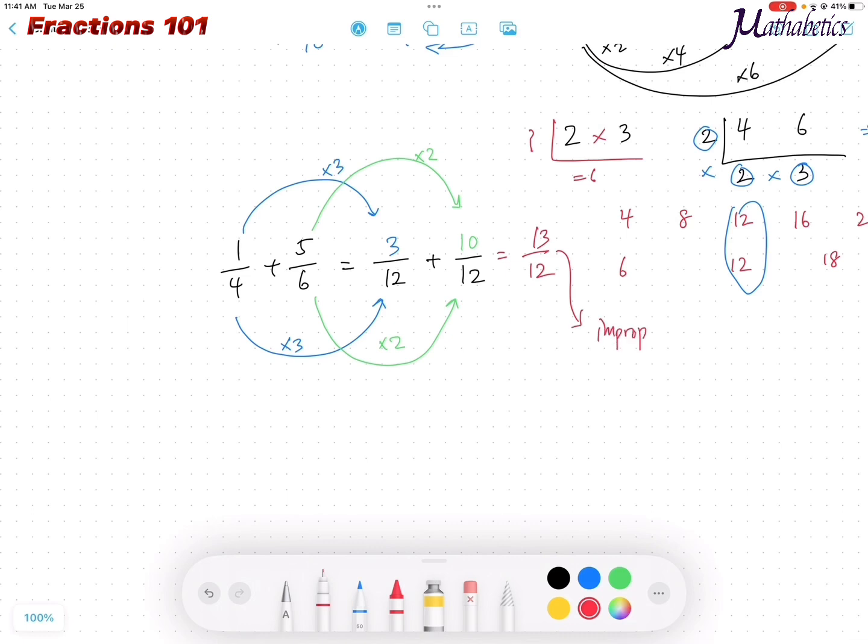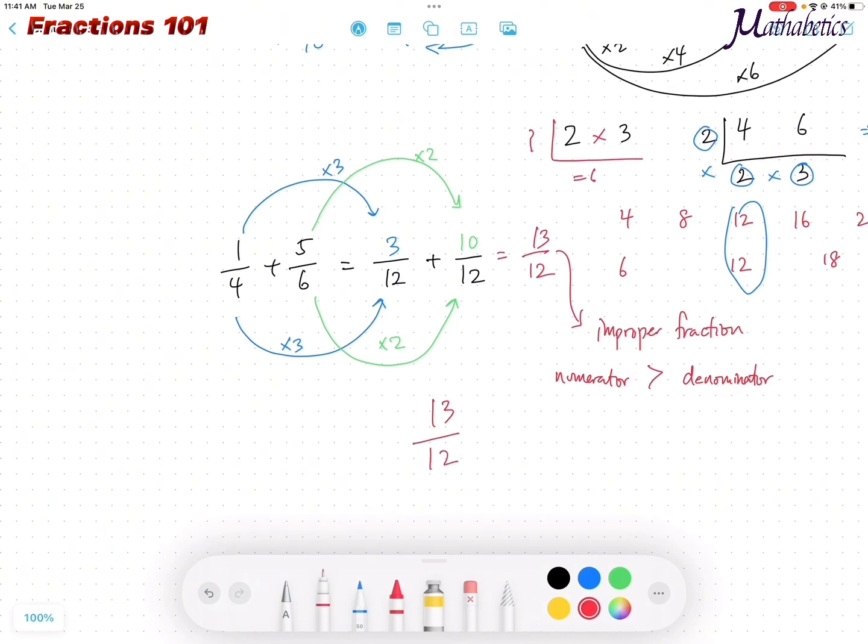Why is that improper? Because you have the numerator greater than the denominator. So the numerator is greater than the denominator, because then that's greater than 1 already, right? Fractions are usually less than 1 whole. So in that case, you can ask this question.